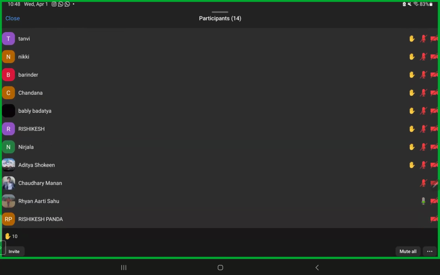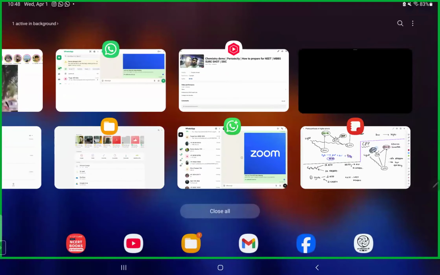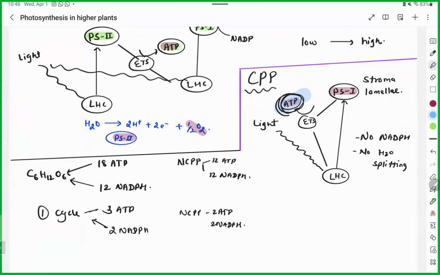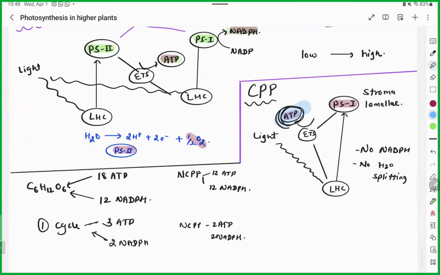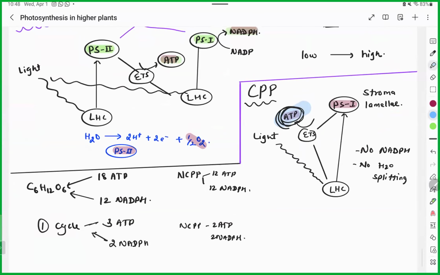So it turns out to be cycle-wise, right? In one cycle, 3 ATP and 2 NADPH are required. Exactly, for one C3 cycle, one Calvin cycle, we need 3 ATP and 2 NADPH. So 2 ATP we get from the non-cyclic, correct? 1 ATP we need from the cyclic. That's why we need cyclic. Okay, sir, got it.